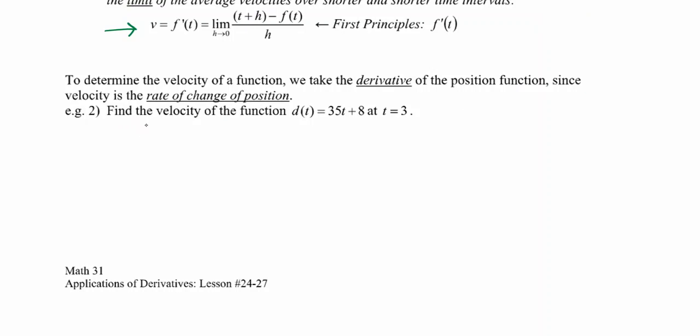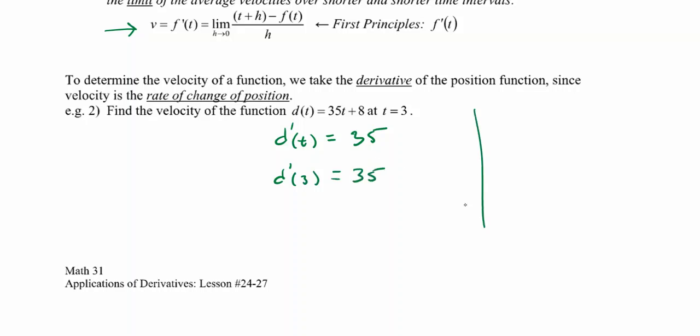Okay, so now this one says find the velocity of the function d of t is equal to 35t plus 8 at t is equal to 3. So a time equal to 3. Let's find the derivative of that. So d prime of t is equal to, if I take the derivative of that, that's just equal to 35. So the derivative at 3 seconds would just be, well, it seems like it's always 35, doesn't it?